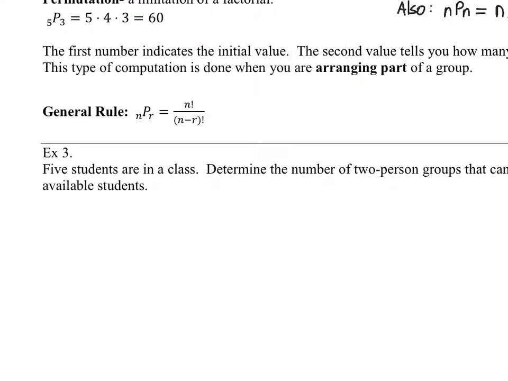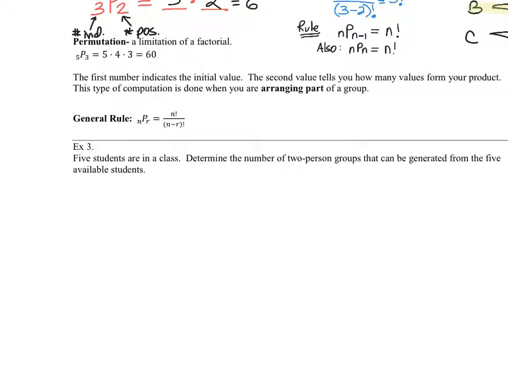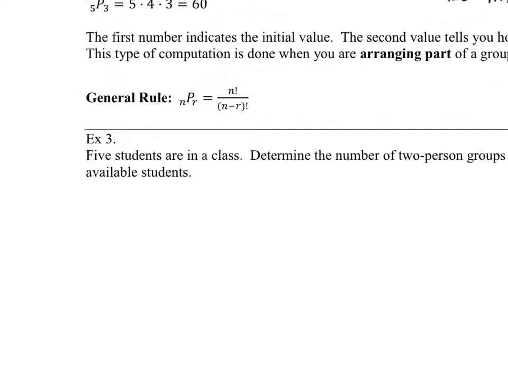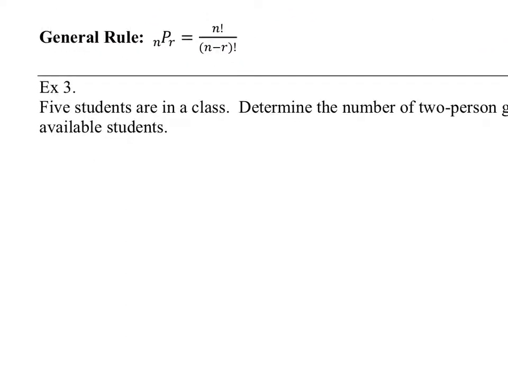So we have 5 students in a class. Determine the number of 2-person groups that can be generated from the five available students. So we want 2-person groups. There's a couple of ways to do it. One would be to create a tree diagram. All right, so A, B, C, D, E.